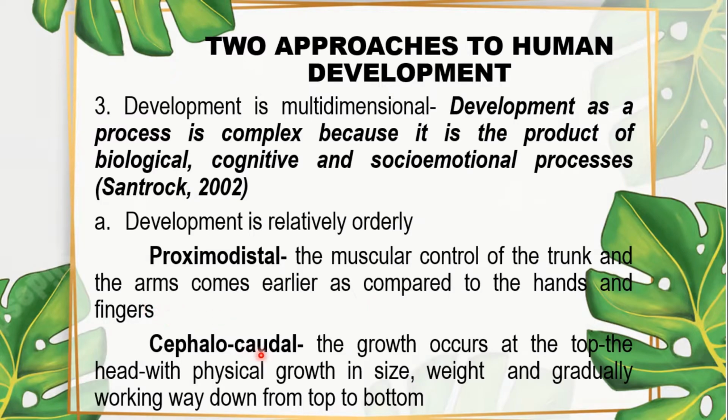On the cephalocaudal pattern, during infancy, the greatest growth always occurs at the top. The head grows in size and weight, and growth gradually works its way down from top to bottom, for example the neck, shoulders, the middle trunk, and so on. This is what we call the cephalocaudal pattern. These developmental patterns are common to Nashel and Ken.